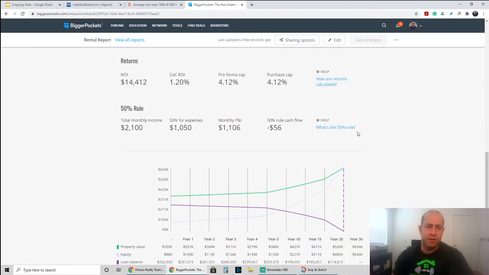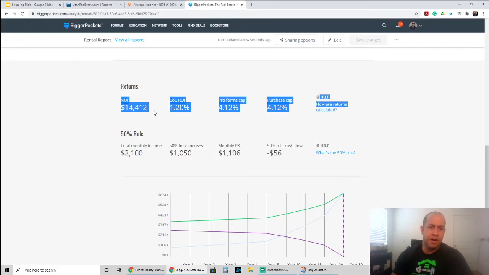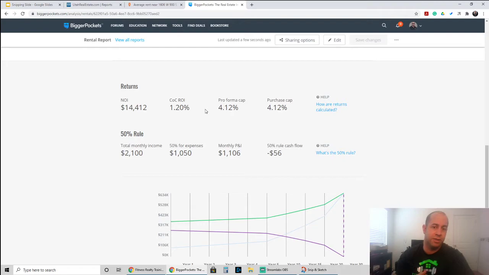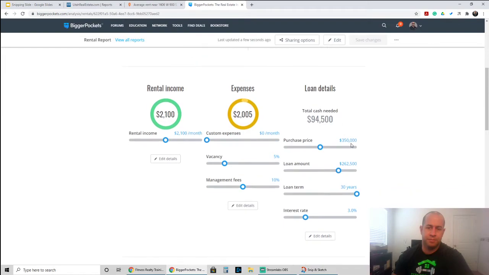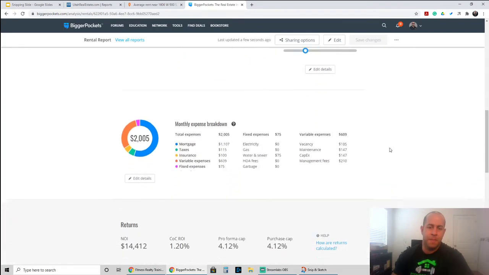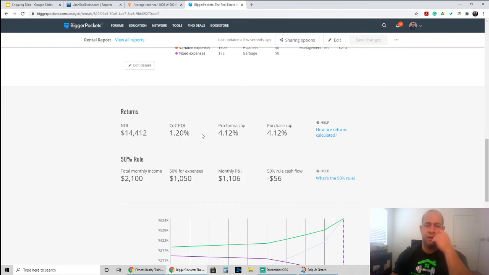So let's come down here and talk about numbers. Net operating income, that's NOI. COC ROI is called cash on cash, return on investment. So that means you're making 1.2% on the money that you invested, right? Because we come up here to what we put in, right here. Total cash needed, $94,500. So if we put in $94,500, because we needed to put 25% down, sorry, we're making 1.2% on our money.